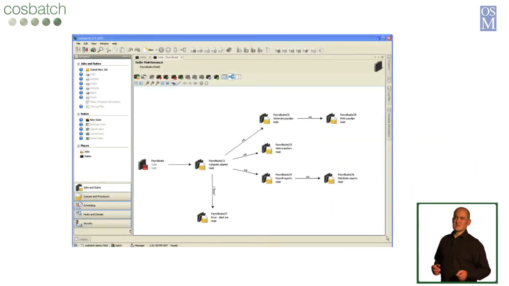This screen is from Cosbatch and illustrates the same set of jobs that we just went through for payroll processing. One of the benefits of a modern-day job scheduler is that you can organise your background jobs into suites, whereby all the component jobs are managed and monitored as a single object. In this example, it's called the payroll suite.